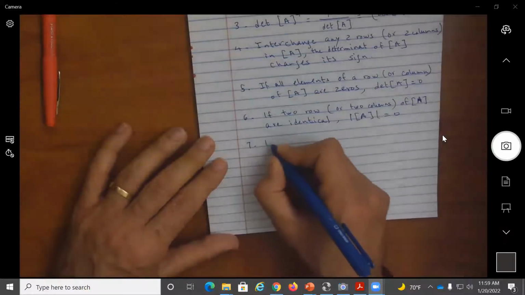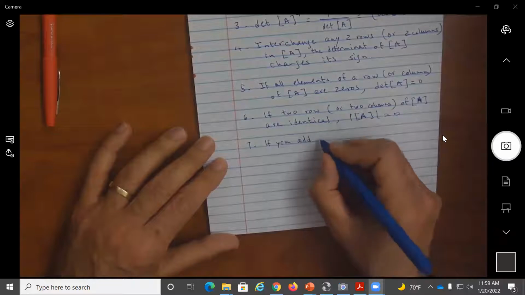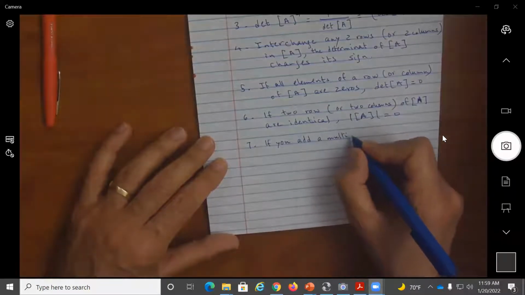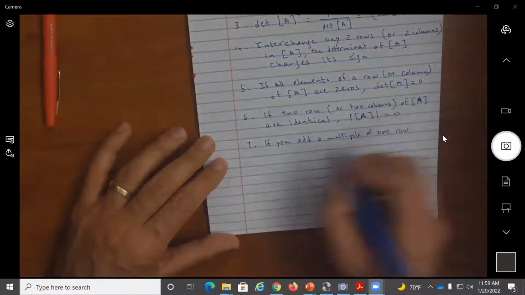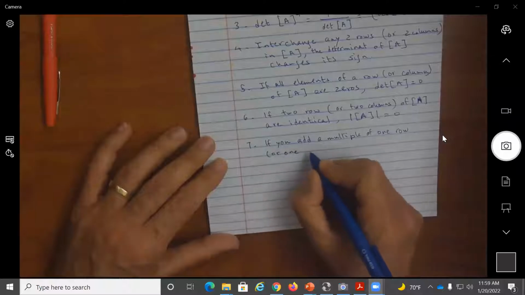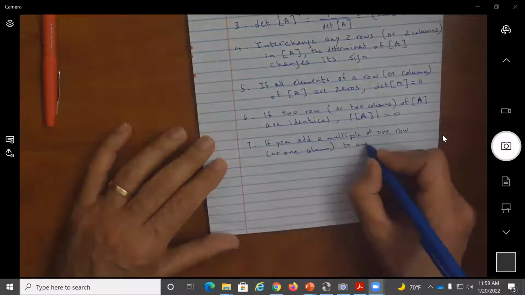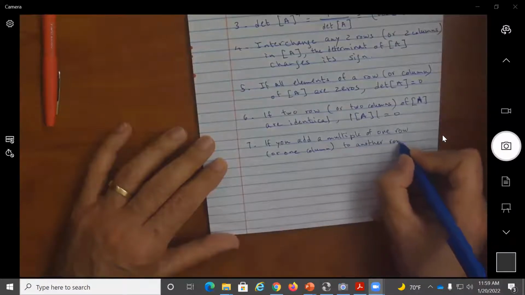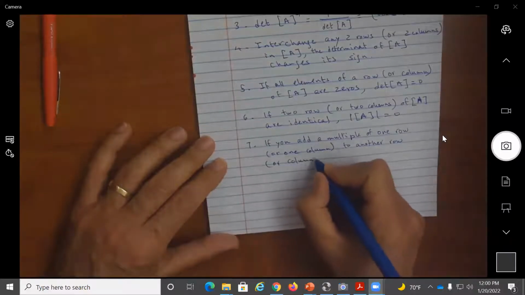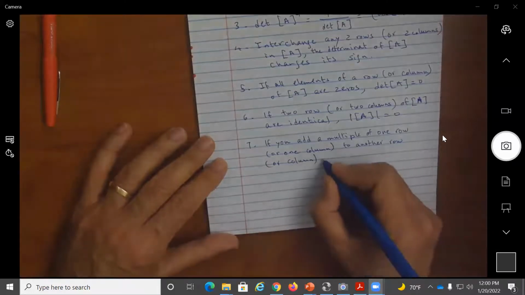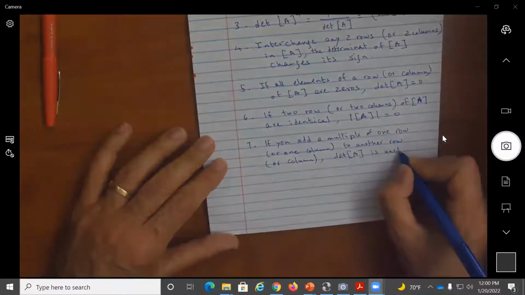Number 7, if you add a multiple of one row, of course, or one column to another row or column, the determinant is unchanged. The determinant of A is unchanged.